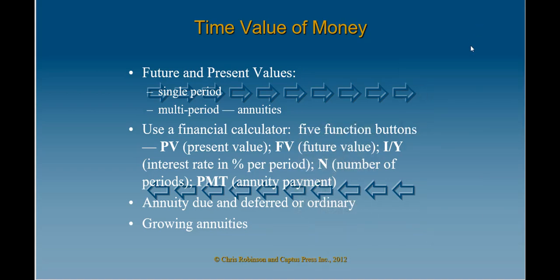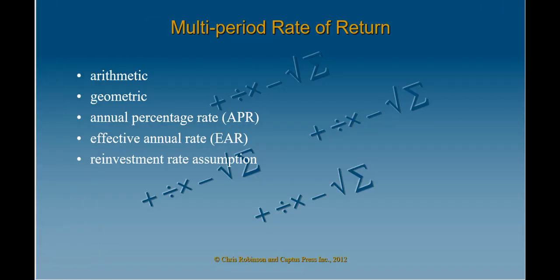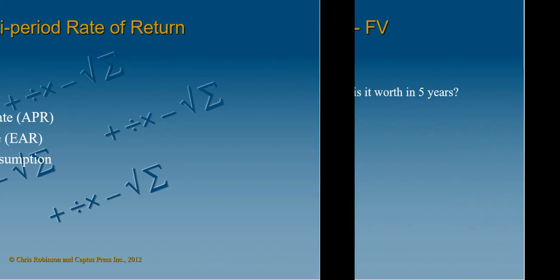And we're going to look at annuity due and deferred or ordinary annuity, and we're going to look at growing annuities. When we head into multi-period rates of return, we're going to be looking at arithmetic rates of return and geometric rates of return, which are very important when you're studying finance. We're going to understand what the annual percentage rate is, the effective annual rate, and the reinvestment rate assumption, and how that factors into our calculations.